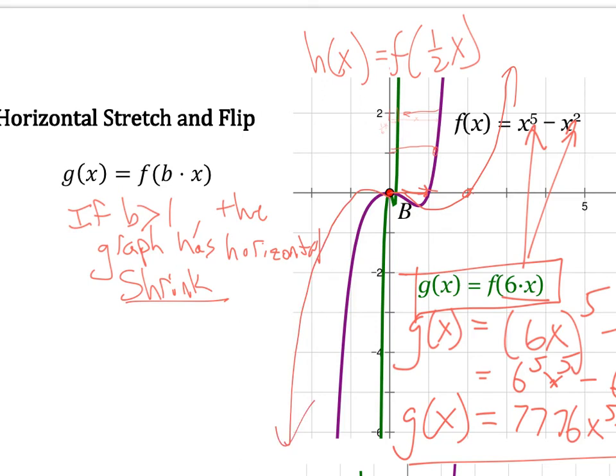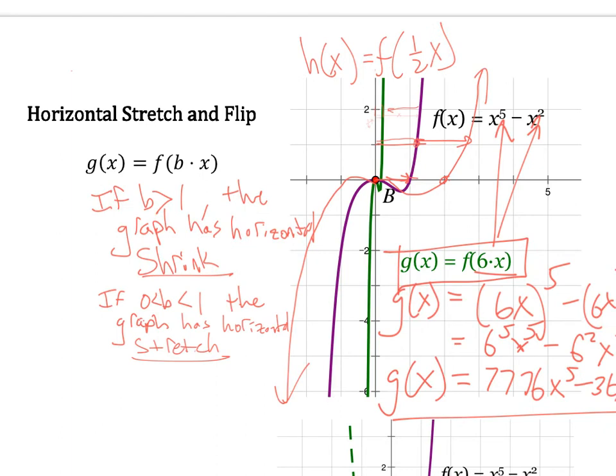Something like that. So that red curve, if we had 1/2 x, is a horizontal stretch because the distance from the y-axis will be twice as far. So if we multiply by something that's less than 1 but greater than 0, it's going to have a horizontal stretch, stretching away from the y-axis.